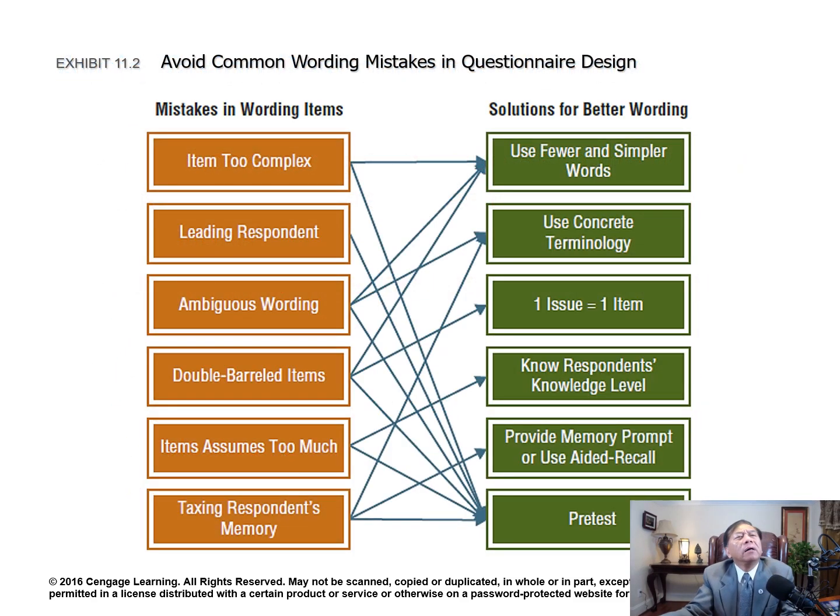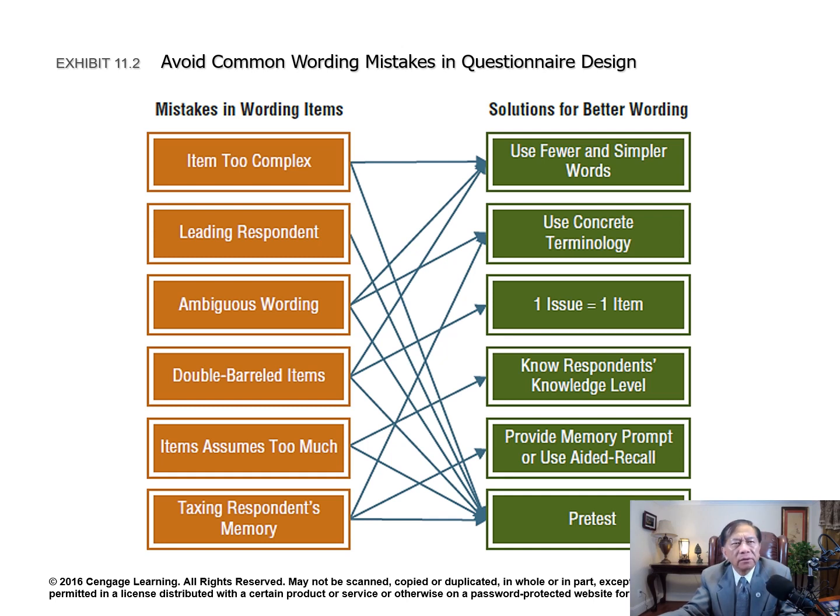Here are some examples of ways to avoid common wording mistakes in questionnaire design. For example, mistakes in wording items. Here are the solutions for better wording. If an item is too complex, look at the arrow here: you can use fewer and simpler words, or use this arrow here: you can pre-test to find out.